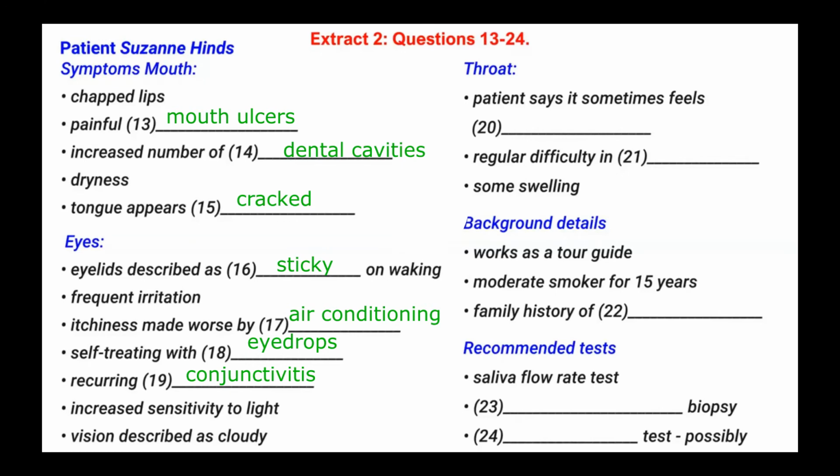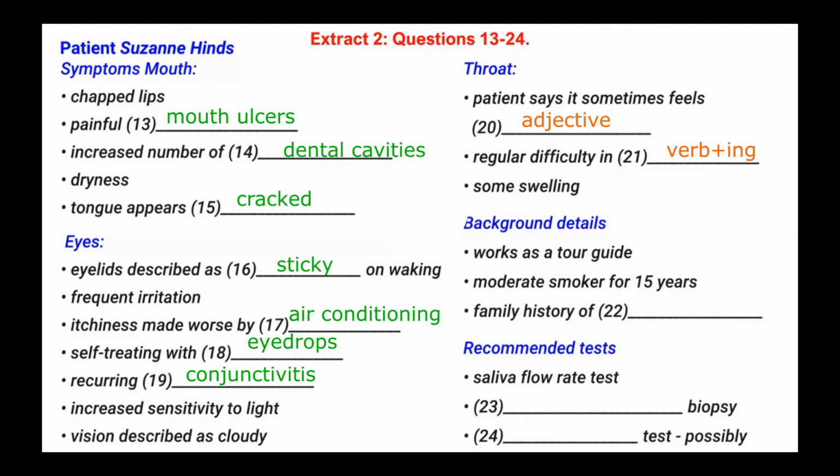The next subsection is throat. Question number 20 is patient says it sometimes feels blank. So the answer to question 20 will be an adjective because it's a describing word, describes how the throat feels. Number 21 is regular difficulty in blank. Over here, it will be a verb in its ing form, and we can already guess that it'll either be swallowing or speaking because it has to do with the throat, and the throat is used for these two purposes.